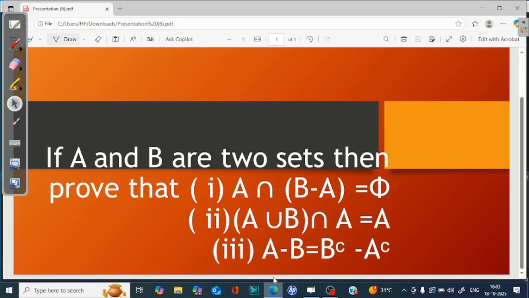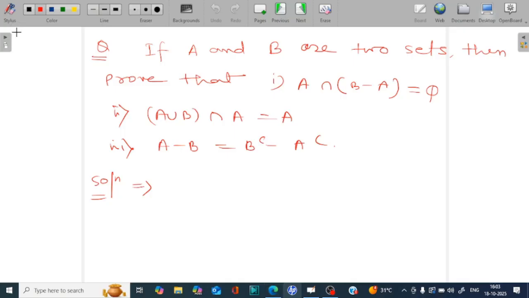See, today we will do one question from set theory. This is a proof of two sets. If A, B are two sets, then prove that A intersection (B difference A) is equal to phi, (A union B) intersection A is equal to A, and A difference B is equal to B complementation difference A complementation. We have to prove that. So we have to prove the first one first.